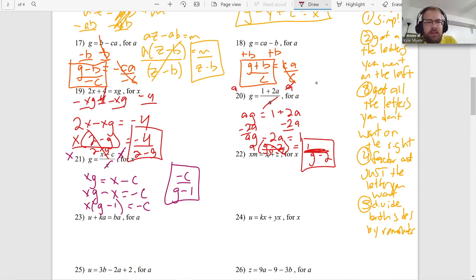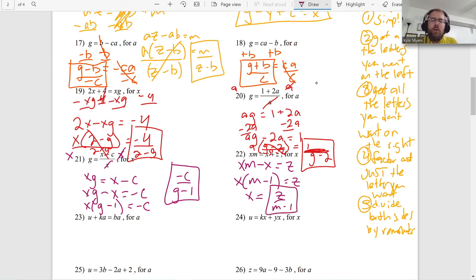All right, we're going to solve for x again, so we're going to subtract x on both sides. Then we want to factor out the x. Then we want to divide both sides by m minus 1. Boom! There it is.